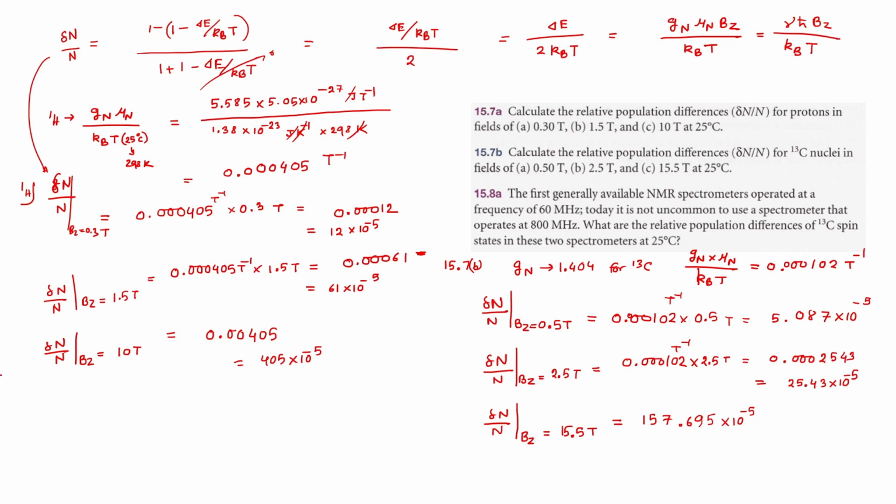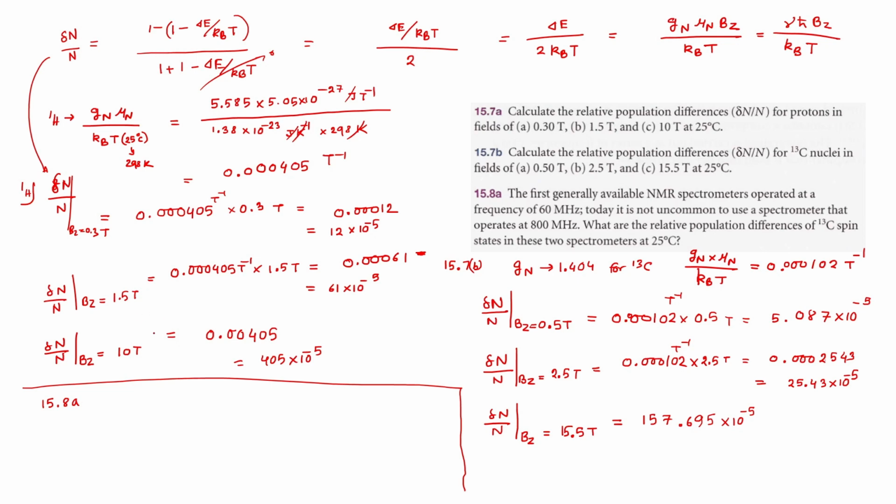Now let us discuss 15.8. So the question is the first generally available NMR spectrometers operated at a frequency of 60 megahertz. Today it is not uncommon to use a spectrometer that operates at 800 megahertz. So what will be the relative population differences in 13C spin states in these two spectrometers at 25 degrees centigrade?